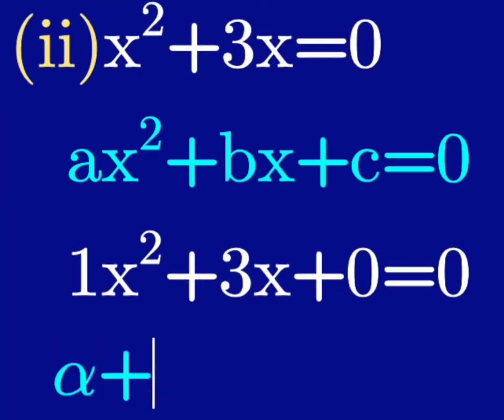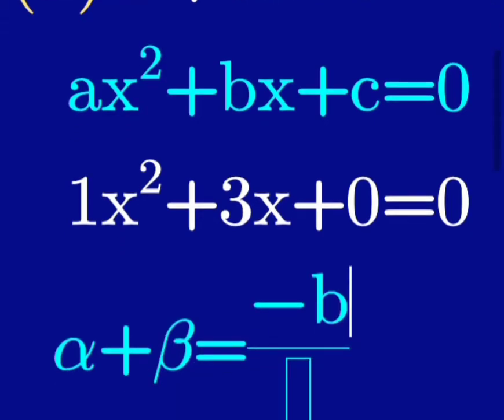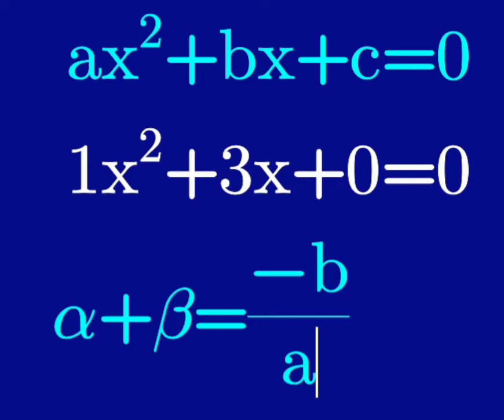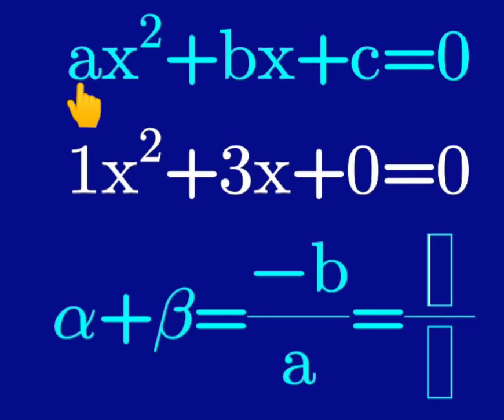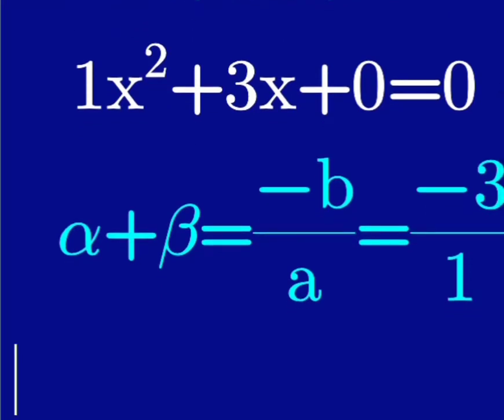Now we are going to find the sum of the roots, alpha plus beta. We all know that alpha plus beta is equal to minus b by a, that is minus coefficient of x divided by coefficient of x squared. So in the given equation, the value of b is 3 and the value of a is 1. So we are putting minus b value is 3 and a value is 1. Therefore, the sum of the roots alpha plus beta is equal to minus 3.